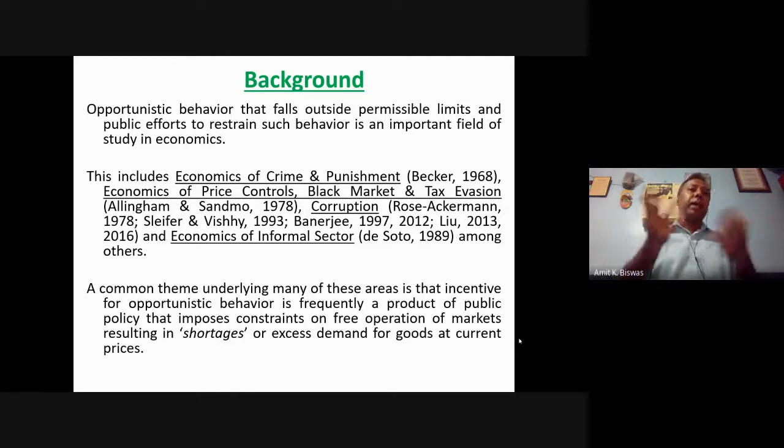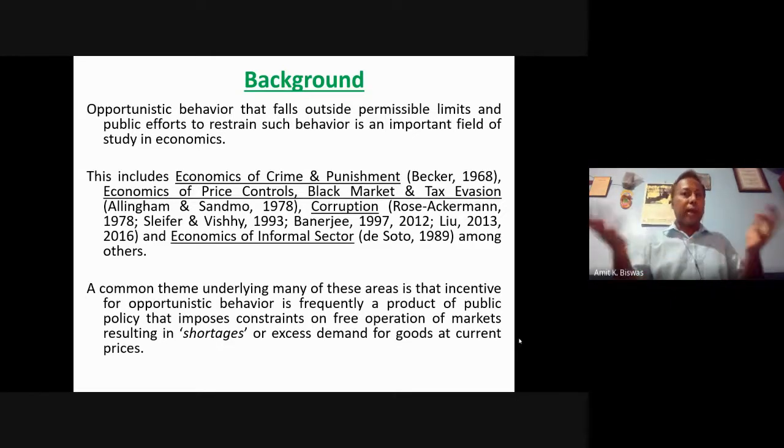It could be the economics of crime and punishment, for which Becker got his Nobel. Economics of price control, black market, tax evasion, corruption itself, with famous papers by Shleifer and Vishny and Rose-Ackerman. Banerjee has very good papers on this, and the economics of the informal sector as well. And as one of you has said, this could create some sort of black marketing behavior.